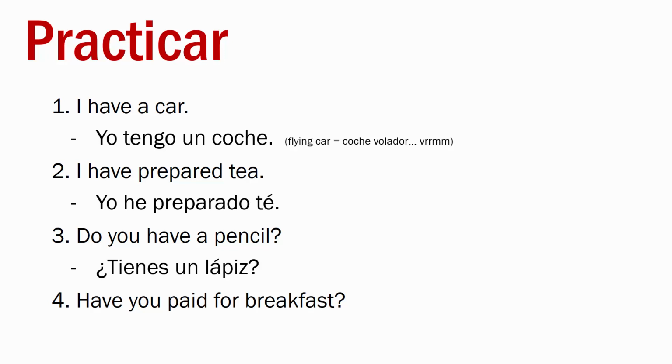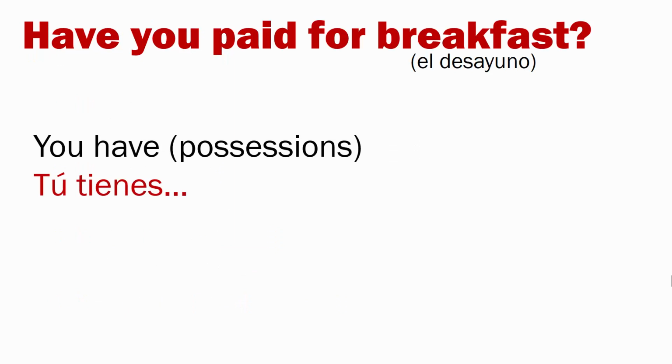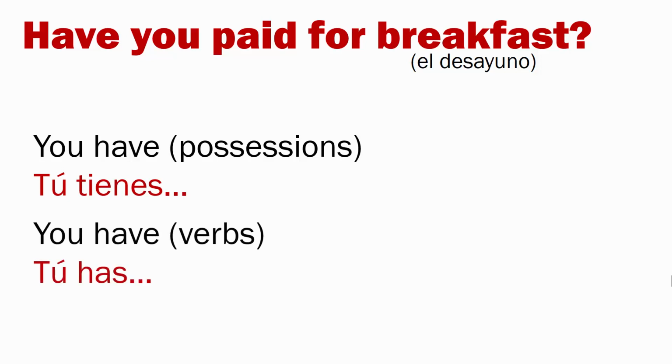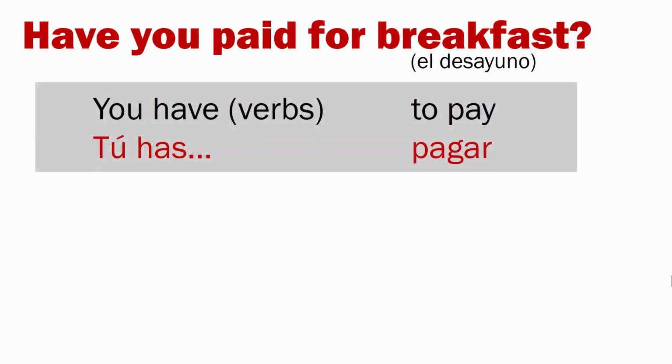And number 4, have you paid for breakfast? This is the first situation where we've been presented with you have, and it's not tienes. You have, referring to possessions, we said was tú tienes. When haber is used in this situation, you have for verbs is going to be tú has. Remember that the H is silent, so tú has is the pronunciation. And to pay is pagar. So we've got all of the pieces to the puzzle. Let's see if we can put this together.